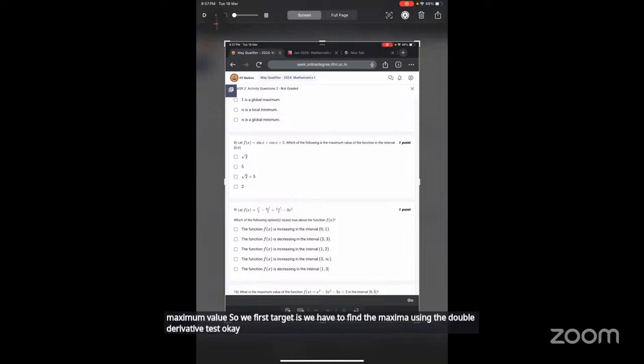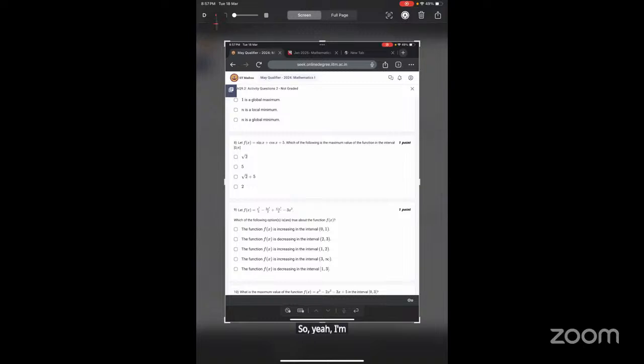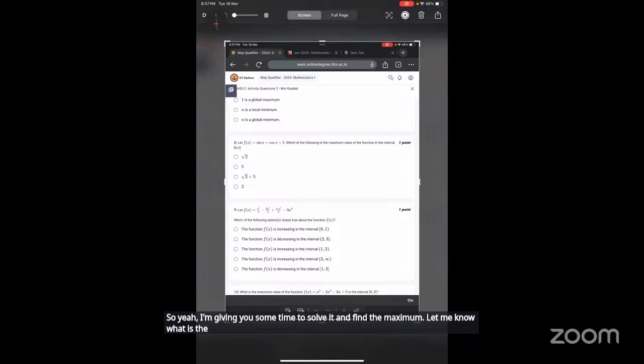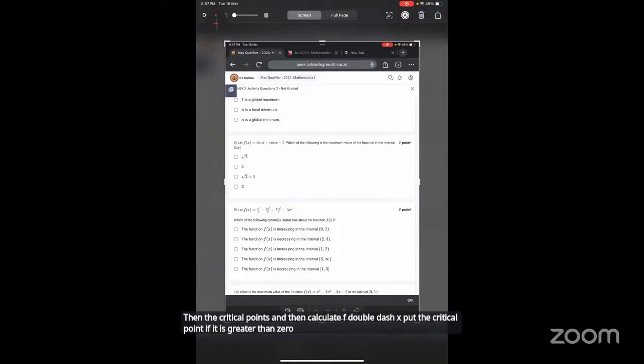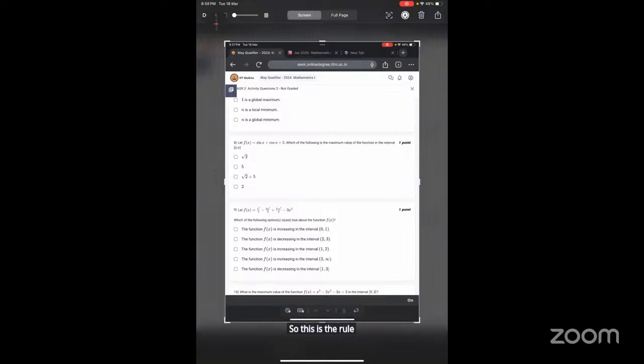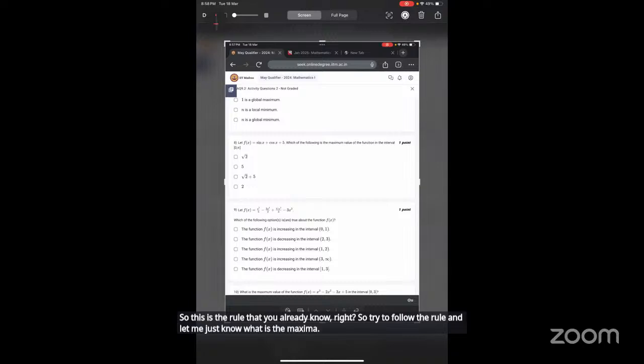I'm giving you some time to solve it and let me know what is the maxima in this range. You know the process. You have to calculate f dash x, equate it to 0, get the critical points, and then calculate f double dash x at the critical point. If it is greater than 0, it is the point of minima. And if f double dash of that point is less than 0, it is giving a maxima. So follow the rule and let me know what is the maxima in this range 0 to pi.